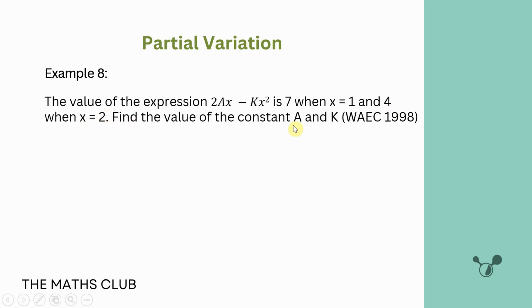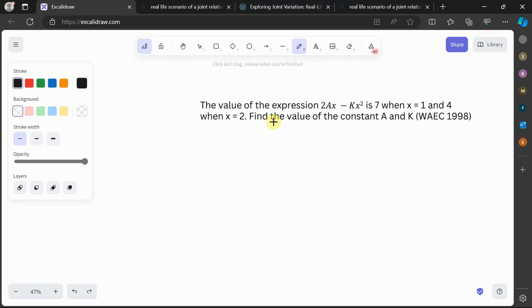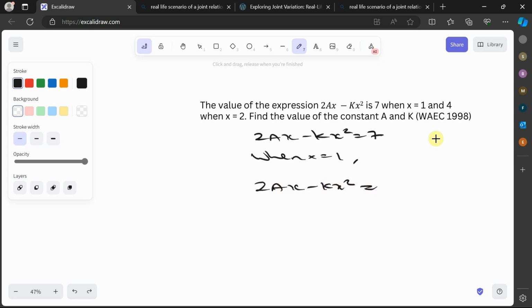Find the value of a and k. Let's solve this together. What I'm saying is that there's a bit of simultaneous equation here. I know we've not touched that, but that's fine. So we have 2ax minus kx squared to be equal to 7 when x is equal to 1, and then we have 2ax minus kx squared is equal to 4 when x is equal to 2.